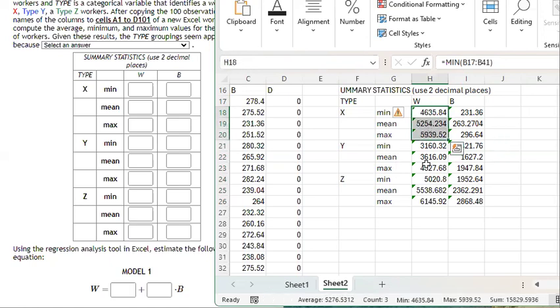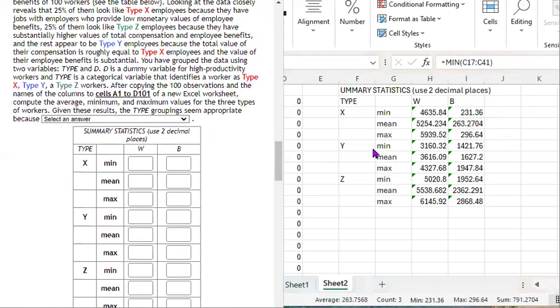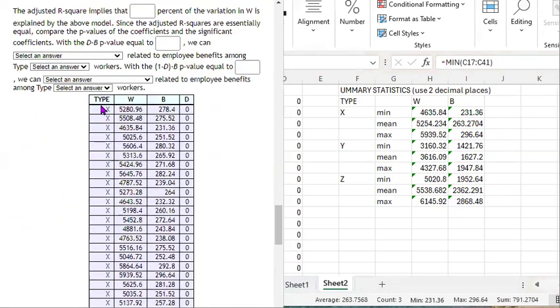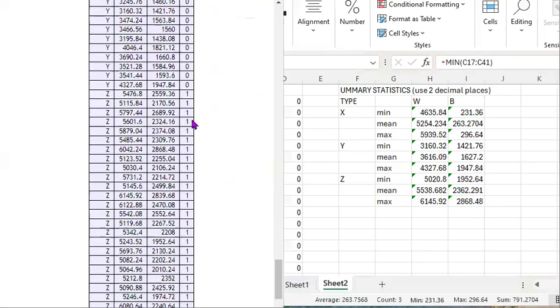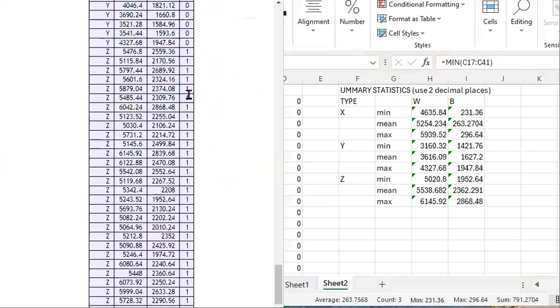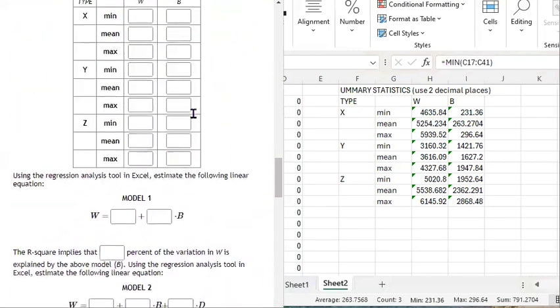Their wage rates are about the same as the type Z, but the value of their benefits are a lot lower, right? So it looks like these are pretty good definitions of the type. It looks like we did a good job of classifying the type of workers and then creating this dummy variable to designate the high productivity workers, right? The high productivity worker is going to get paid a lot.